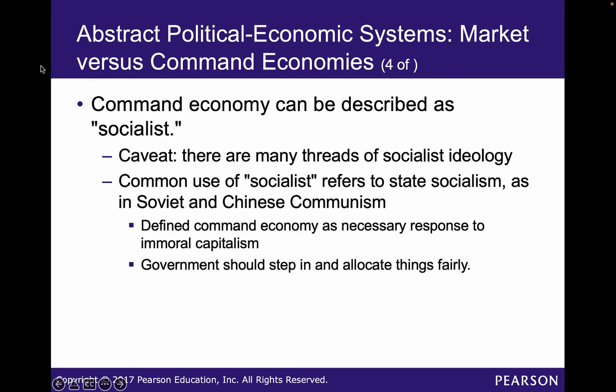Command economies can be described as socialist in nature. But remember, as we talked about, there are going to be many threads of socialism and many aspects of that ideology that socialism puts out there. When we see the word socialist, we tend to think about communist states like the former Soviet Union or China, and this defined a command economy as necessary in response to immoral capitalism. These are the criticisms that we talked about with Marx, and the idea is the government should step in and mitigate any type of inequality that exists.